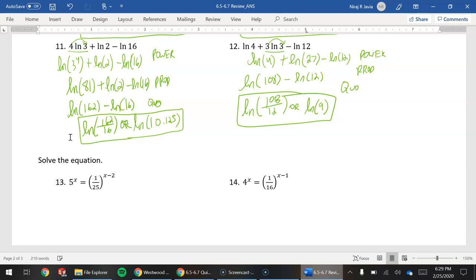More help? Go to 6.5. If you were in my class, you had a ton of different examples of 6.5. A good study tip, if you're still struggling and you've already done all the work: take the questions that you already answered, put them on a separate sheet of paper, and quiz yourself. Doing more problems is the best way to understand how to do things and which rules to use. So power, product, quotient, all those things. All right, onward to what we call 6.6.